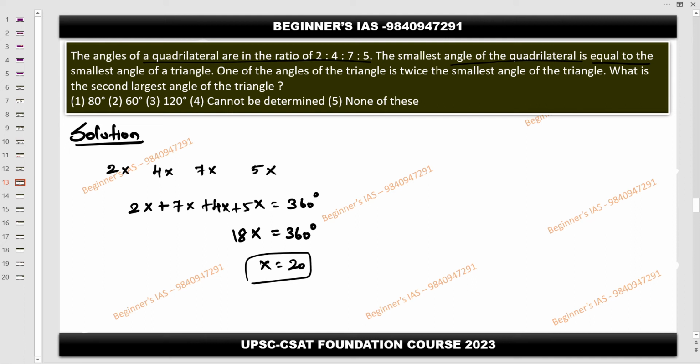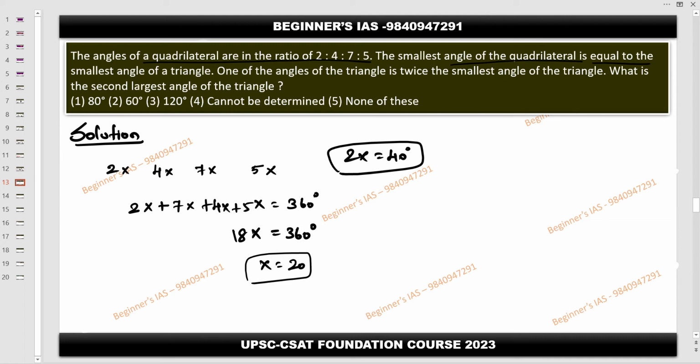Then the smallest angle of the triangle is 2x, so the smallest angle of the triangle is 40 degrees. So is it 60 degrees? No, 60 is wrong. So now 2x is equal to 40.